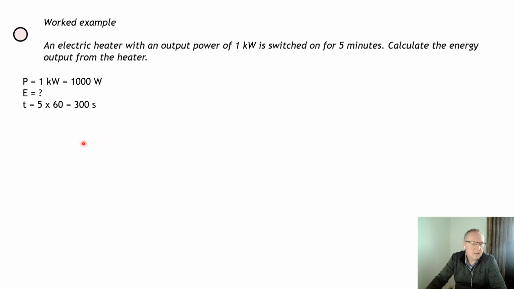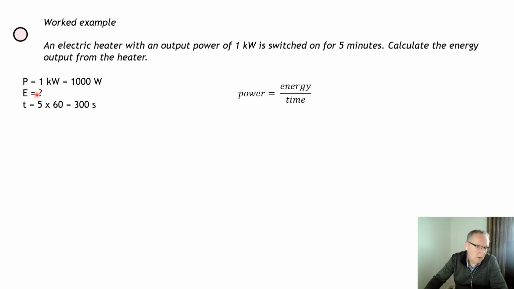Just put it on the left-hand side of your page. We're told in the question the power is 1 kilowatt. We have to have the power in watts, so we're changing the 1 kilowatt to 1,000 watts. Energy is what we're asked to find, so we put a question mark next to that. Then the other thing we need to remember to do is convert the 5 minutes into seconds, which is 300 seconds.